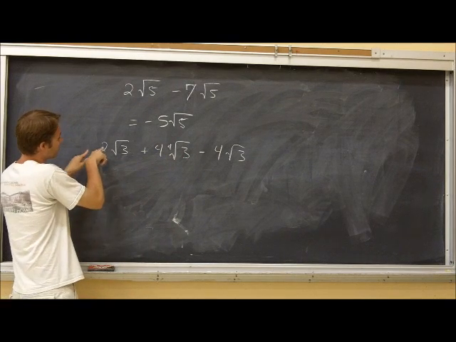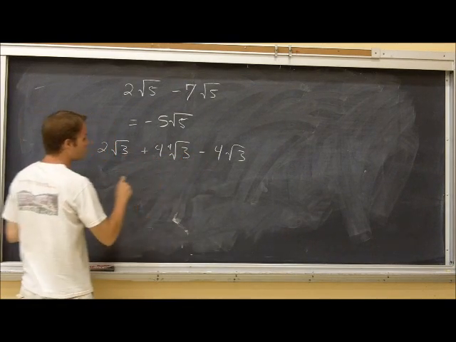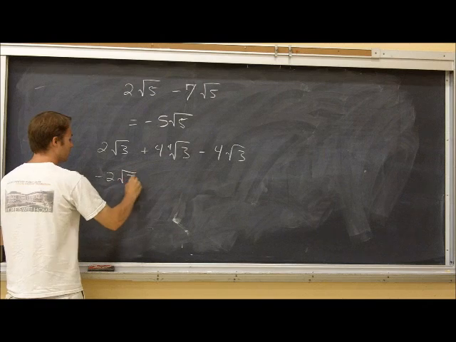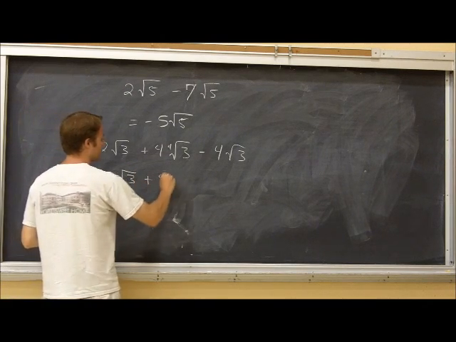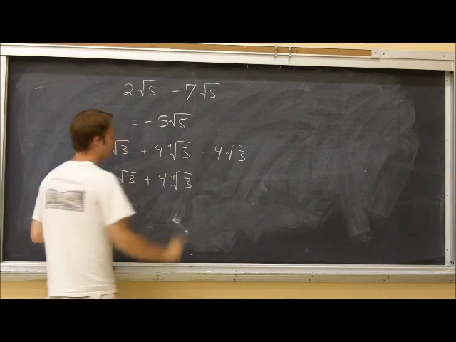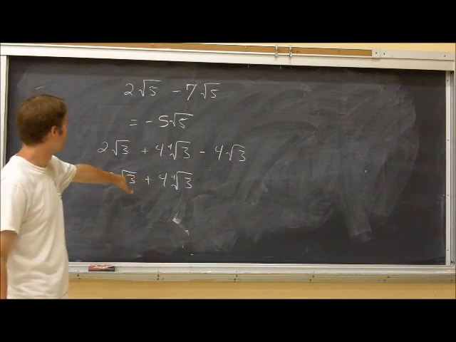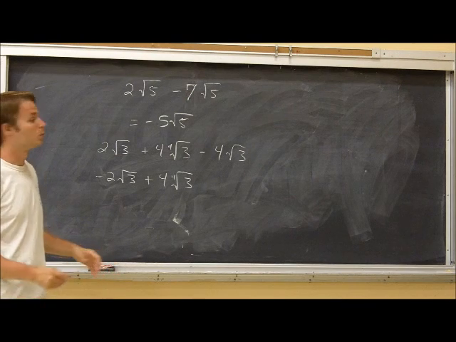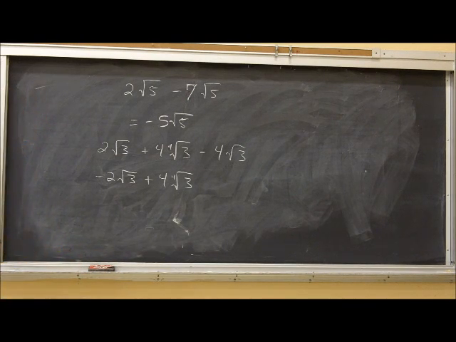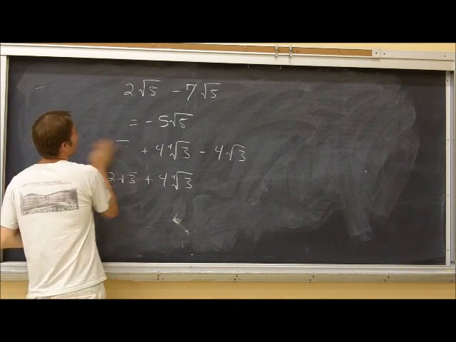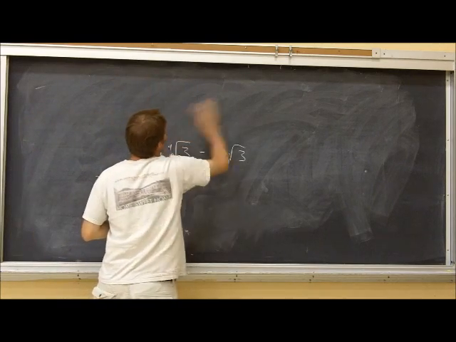So in this case I can combine the 2 root 3 minus 4 root 3, and I'll get minus 2 root 3, and then plus 4, the fourth root of 3, that has to stay like it was. So we can't combine these two together. This is as simplified as we can get with this particular expression. So that's how addition and subtraction will work with these.